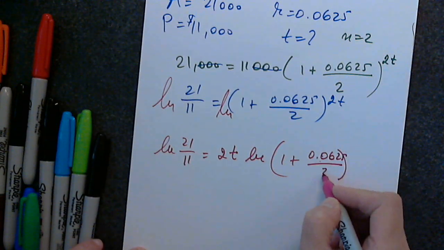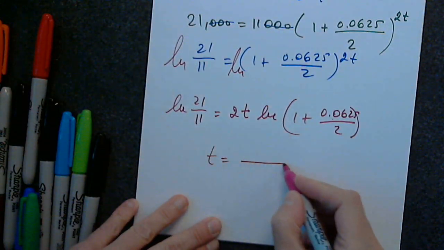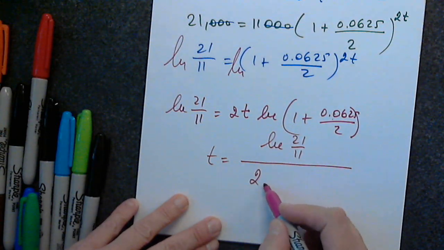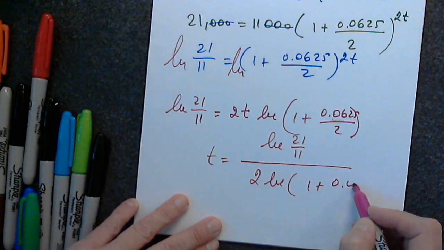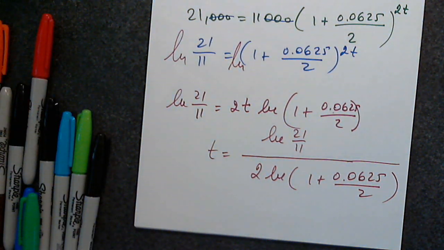The problem is that if you perform those operations, you may exponentially grow the error. So we don't want to do that. So we just want to find t as the ratio between this, natural log of 21 over 11 over 2 times natural log of 1 plus 0.0625 divided by 2. This is what we want. So let's punch this in the graphing calculator.